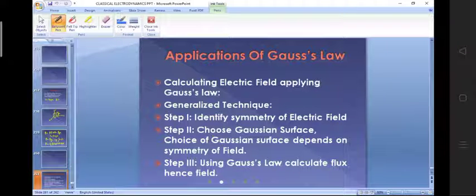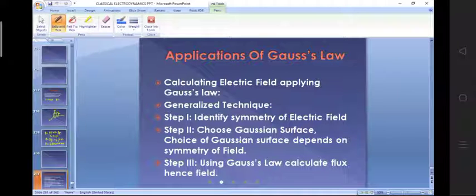The choice of Gaussian surface depends on the symmetry of the field. For example, if the field is spherically symmetric, like that of a point charge, or for example a uniformly charged sphere, then the electrostatic field has spherical symmetry. When it's spherical symmetry, the Gaussian surface chosen will be a sphere, a Gaussian sphere. In case the electrostatic field has cylindrical symmetry, then the Gaussian surface will be a Gaussian cylinder, and in case it has plane symmetry, then the Gaussian surface will be what we call a Gaussian pillbox.